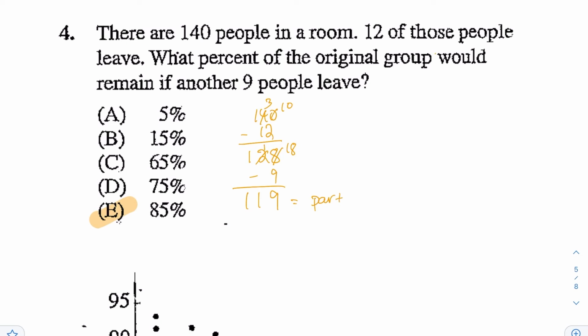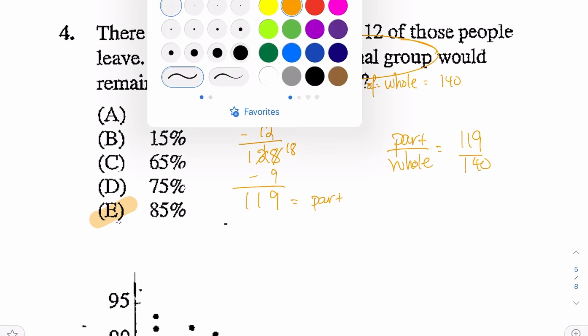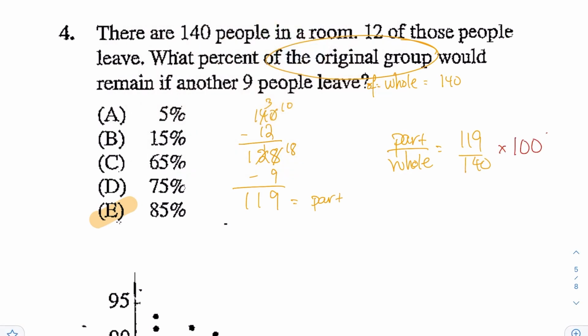And what percent of the original group? Of represents the whole. And the whole here is 140. So here is just part of a whole, which is 119 divided by 140. And you want to multiply this by 100%. So the 100 and the 140 have the zeros cancel out. And then the 10 and the 14 have a common factor of 2, so you get 5 and 7.